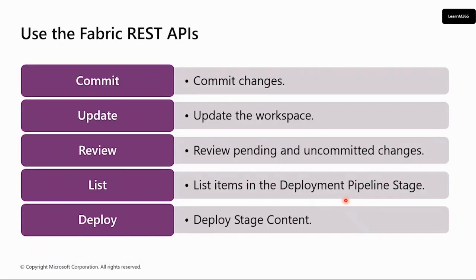Now moving on to the next topic, here we are going to talk about using the Fabric REST APIs. We need to understand the concept of the Fabric REST APIs. We can actually automate CI/CD using the Fabric APIs. Fabric REST APIs allow us to automate Fabric procedures and processes. It also improves efficiency and productivity.